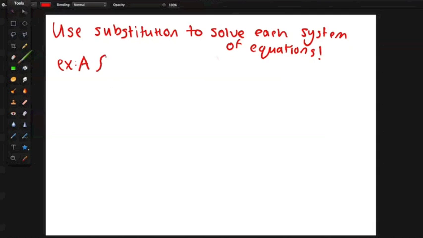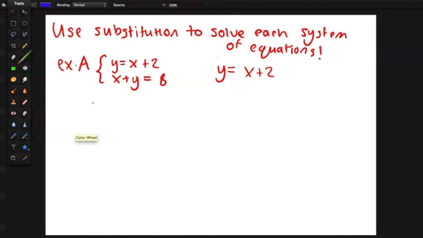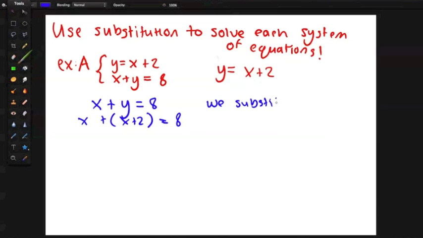Here in this example, I have two equations, y equals x plus 2 and x plus y equals 8. I'm going to want to plug one of the variables into one of the equations. Here I'm going to use y because it already has what it's equal to, which is x plus 2. So I'm going to take that x plus 2 and plug it in for y in the other equation, taking the place of y.